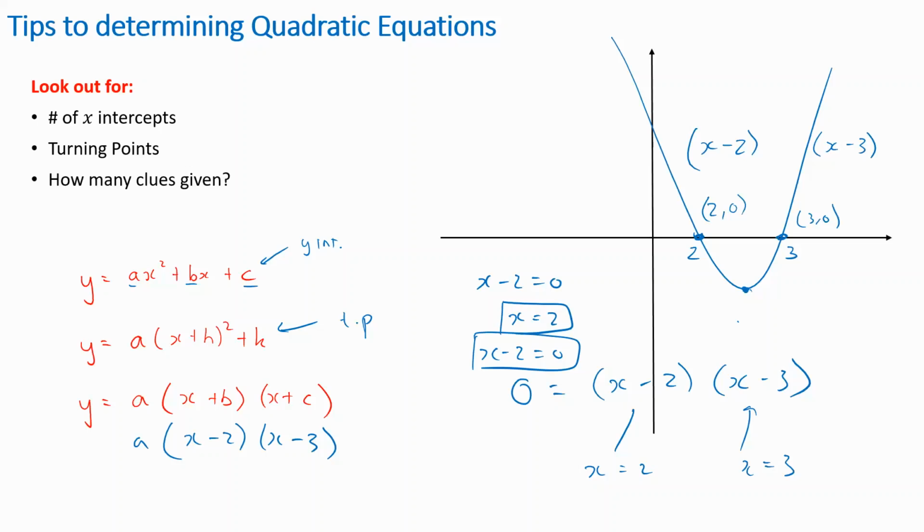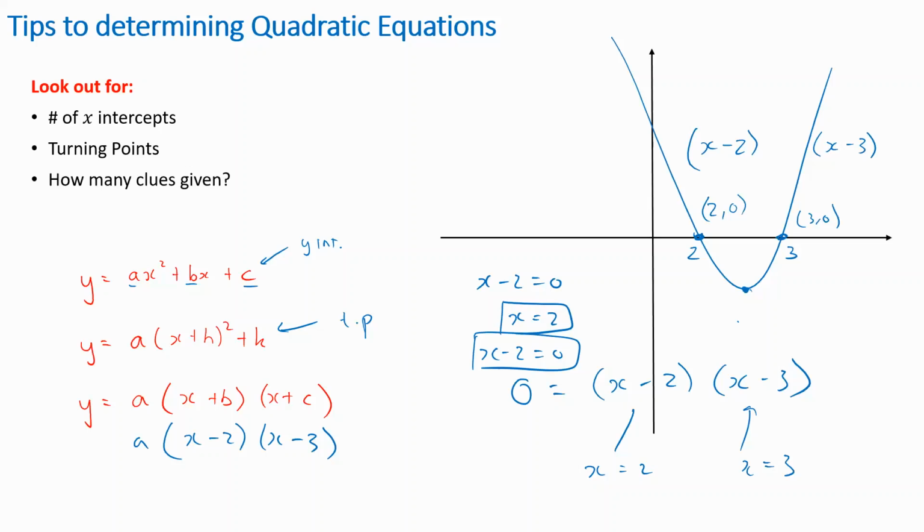It's impossible to solve. So this is what I mean by find the number of x-intercepts, because the number of x-intercepts tells you whether you use this one or not. Find turning points, because if it's a turning point, you use a turning point form. How many clues are given? In order to do this one, you need 3 clues. You need 3 different coordinates so that you can solve this. And this is where you do it on a calculator, and you do simultaneous of 3 equations.